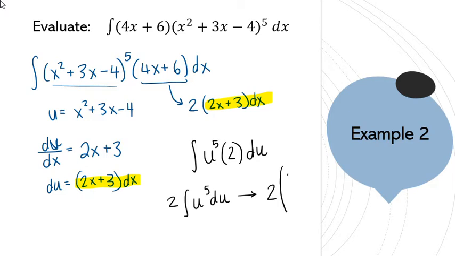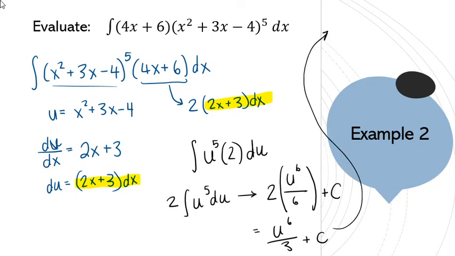Just going to multiply u to the 6 over 6 plus c equals u to the 6 over 3 plus c. And then final answer, let's replace u with our original polynomial. We get x squared plus 3x minus 4 to the power of 6 over 3 plus c. If you're unsure if you've done it correctly, differentiate. You should get back to this integrand here.